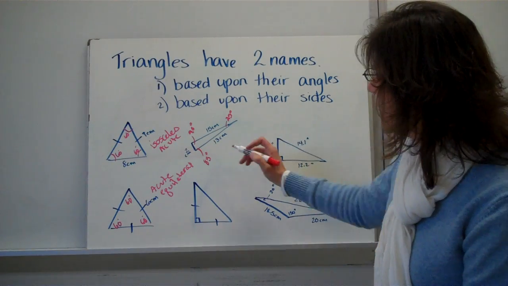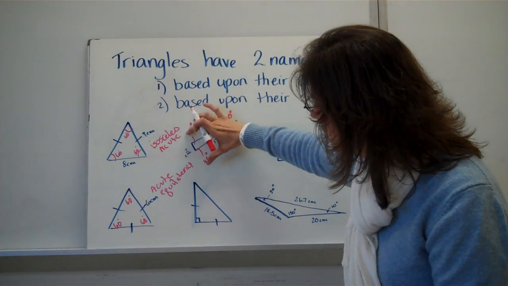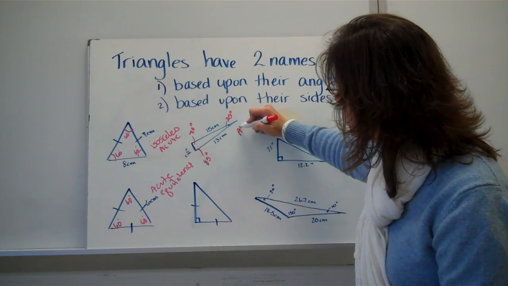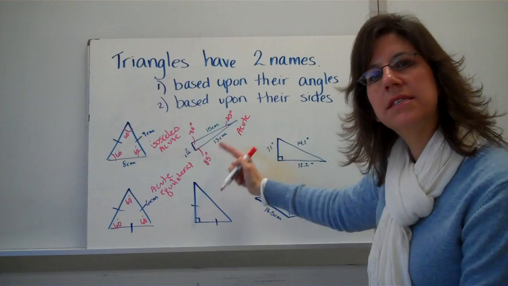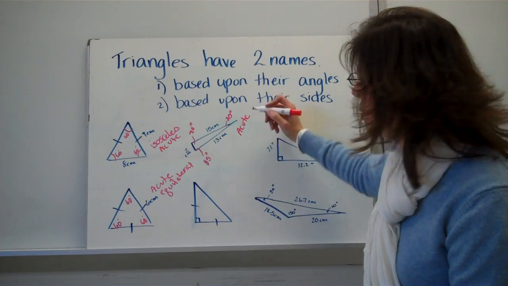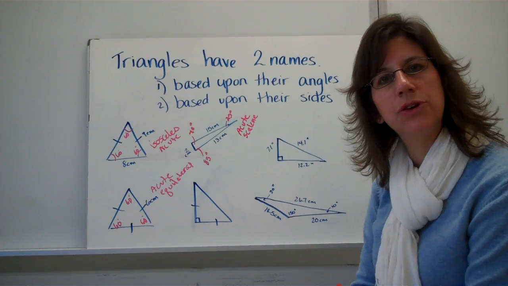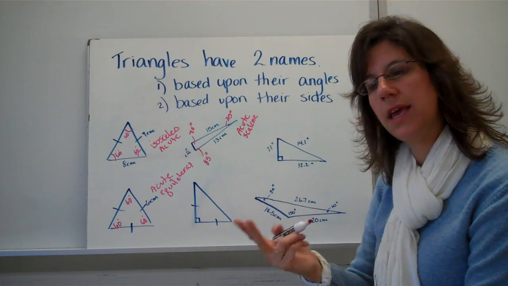All right, hopefully you have all these names. This is a 70. So that's 70, 85, and 25. They're all small angles, so that's an acute. And looking at the sides of the triangle, they're all different, so it's scalene. So it's an acute scalene triangle. 2 names, acute and scalene.